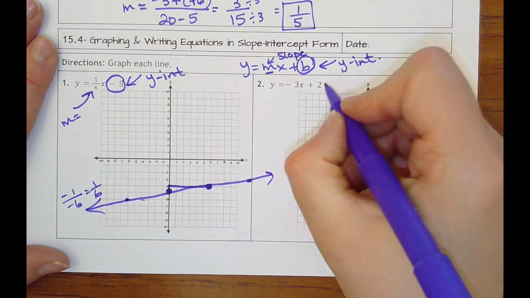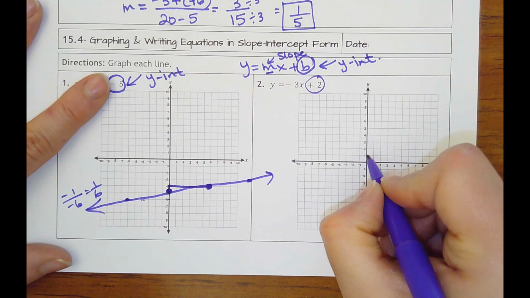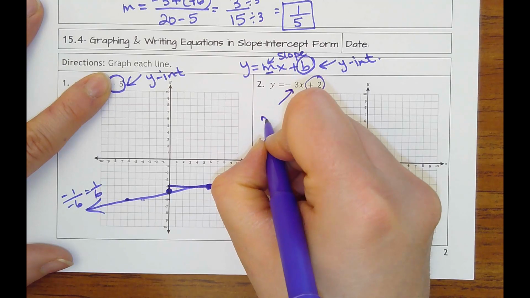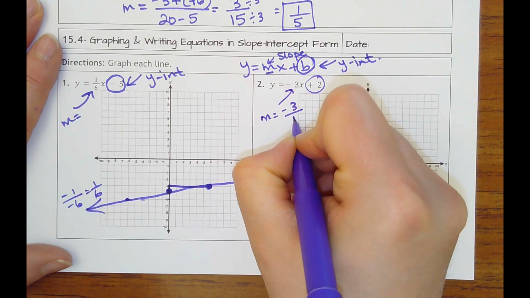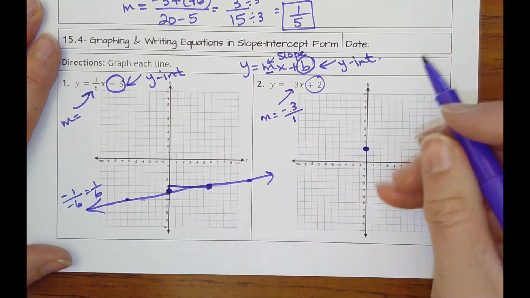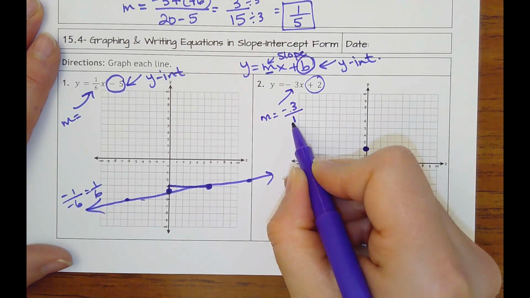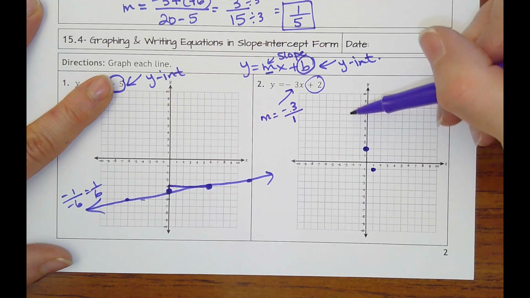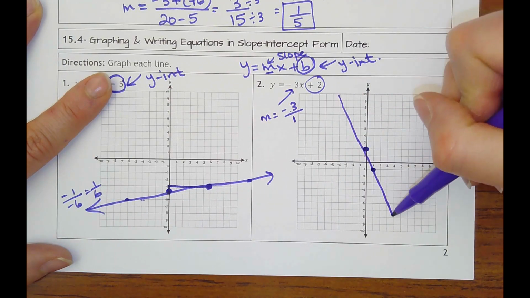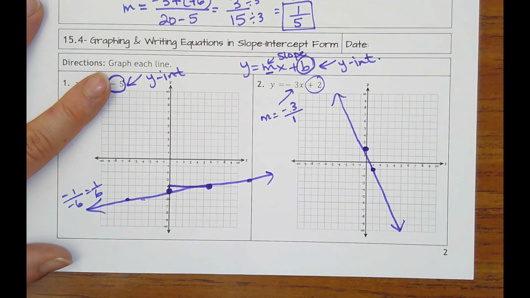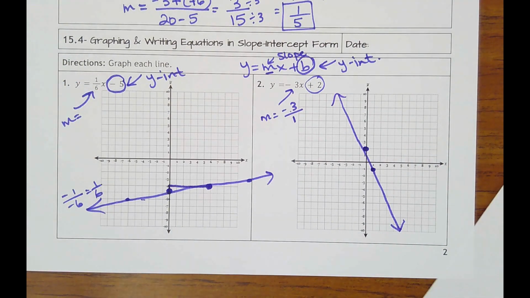Right, number 2. You start with your 2, that's your y-intercept, so put it on the y-axis. This is your slope, which is -3 over 1. So you're going to go down 3, 1, 2, 3, and then right 1, because the 1 is still positive. You want your line going downhill when you read it left to right. Okay, there's one more page.